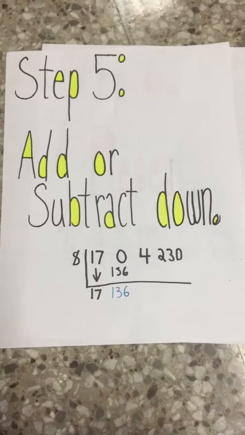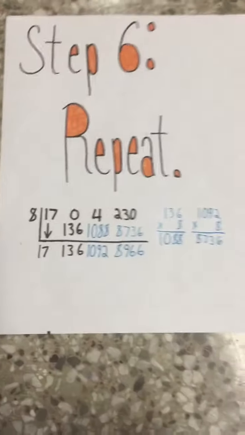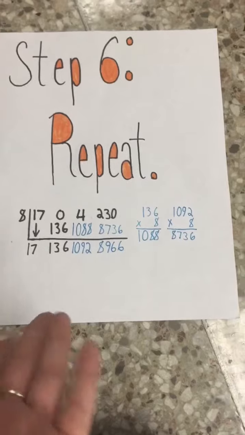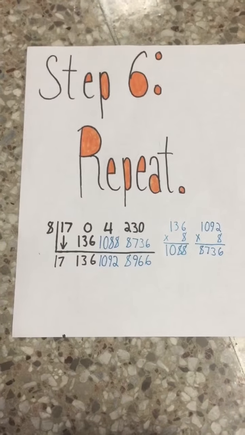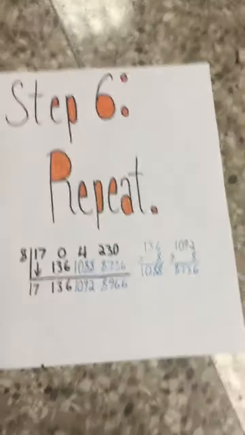The fifth step is to add or subtract down, and then you just repeat it, and that is how you solve a synthetic division problem.